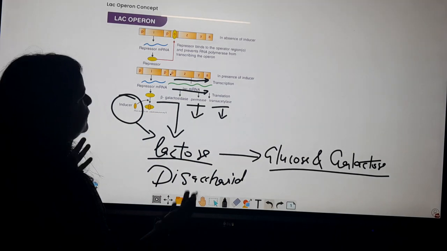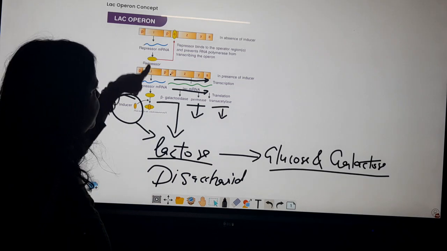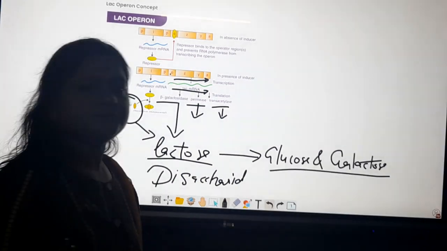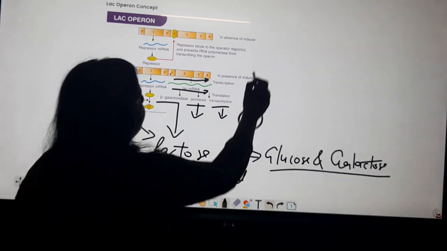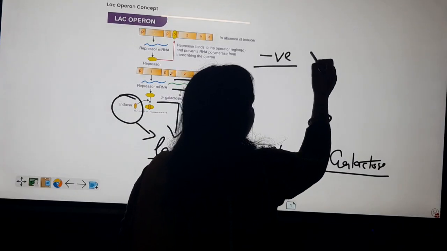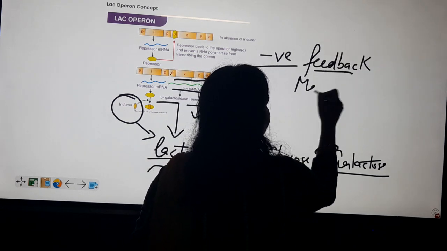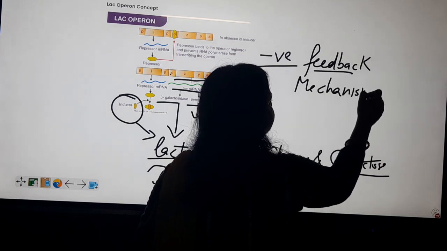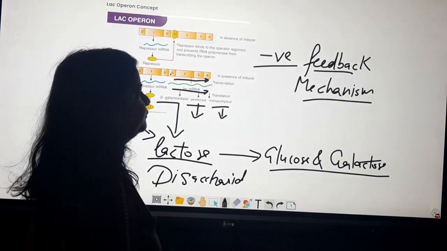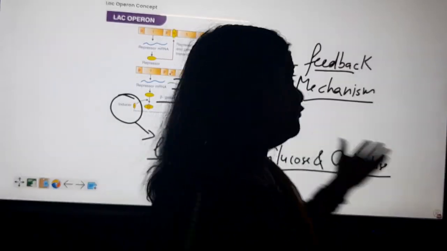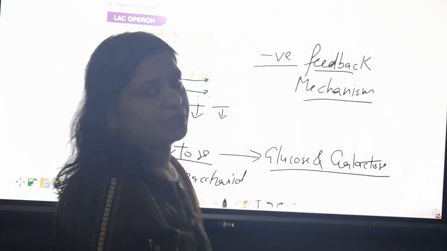So how this lac operon system works: when the repressor is produced without any inducer, it is a negative feedback mechanism. In the same way, there are some examples of positive feedback mechanism. So today we have learned the lac operon model, the negative feedback mechanism of gene regulation. Thank you.